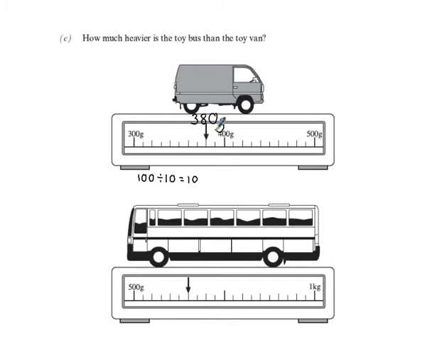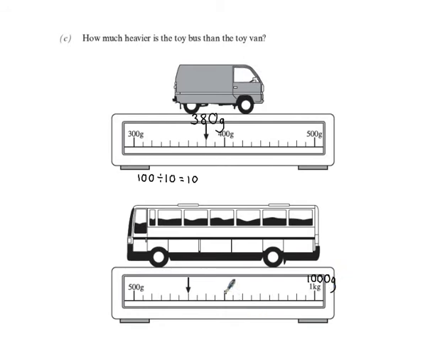Now check the scale here. We're working on a different scale here for the bus. So notice it's got 500 grams and 1 kilogram. Remember, 1 kilogram is the same as 1,000 grams. That's something that you need to know.